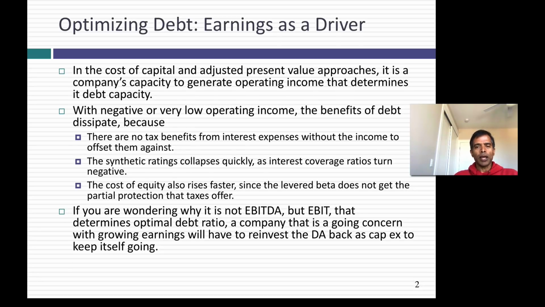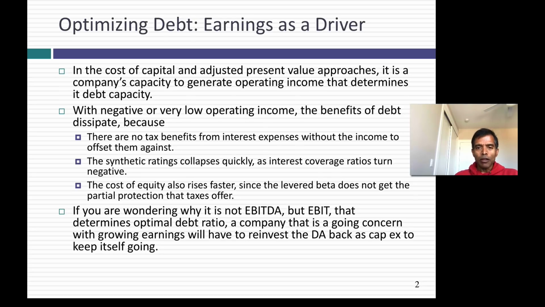Why? Here's why. If your operating income is low or negative, you're going to be unable to borrow money, and here are the reasons. First, you don't get the tax benefits from debt that you thought you would, because for interest expenses to save you taxes, you need taxable income. If you're a money-losing company, let's not even talk about the tax benefits of debt. Two, as you borrow money, your interest coverage ratio is going to drop much more dramatically if you have low operating income than if you have high operating income.